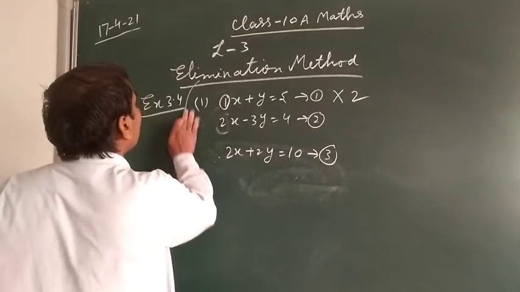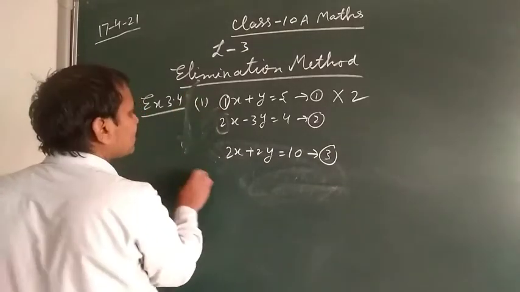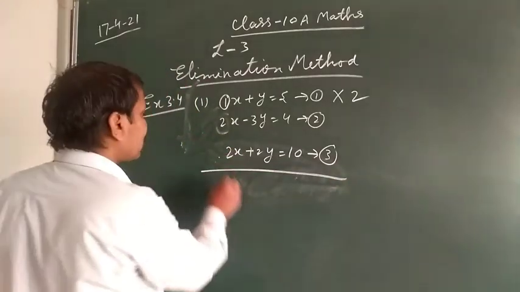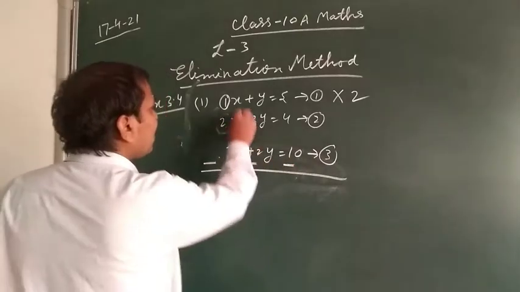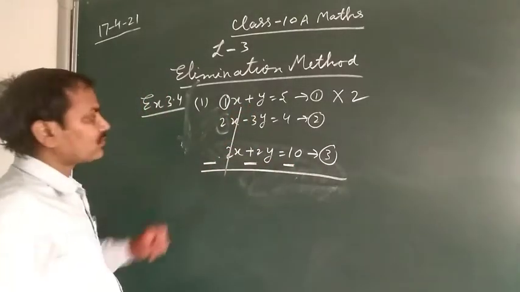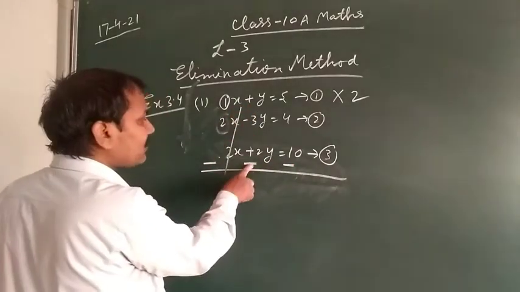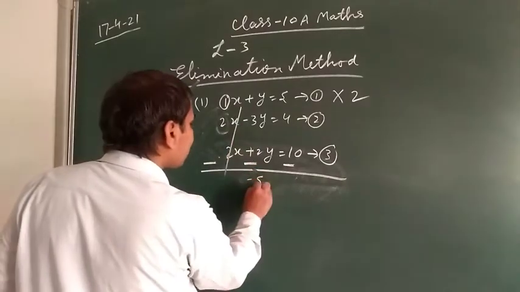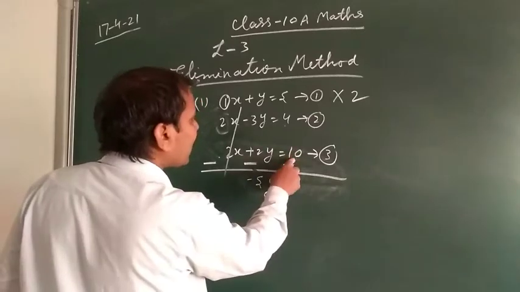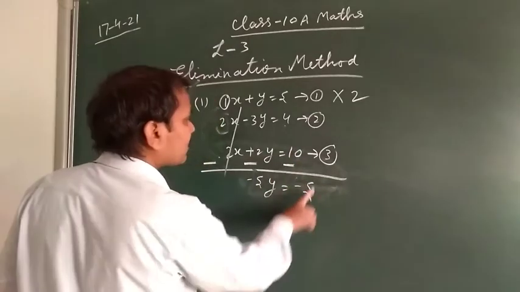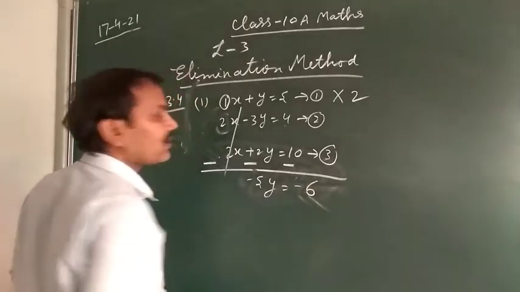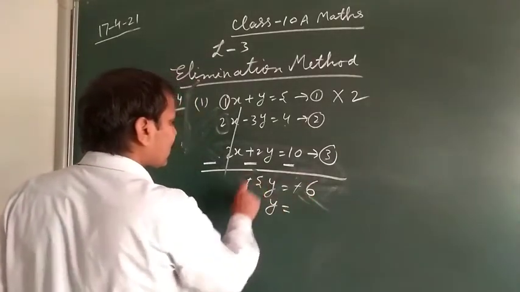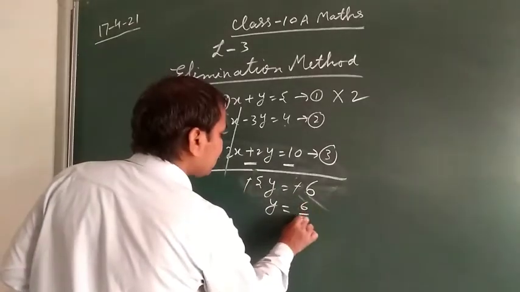Now you subtract equation 3 from equation 2. So 2x minus 2x cancels. Minus 3y, and we take the other side, so minus 3 minus 2 is minus 5y. And 4 minus 10 is minus 6. So y is equal to, both sides minus will cancel, so 6 by 5.